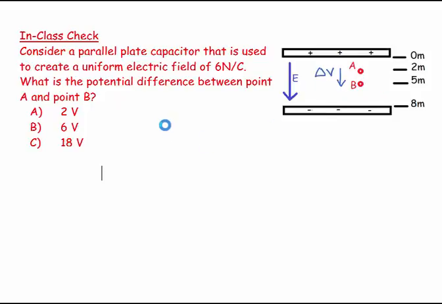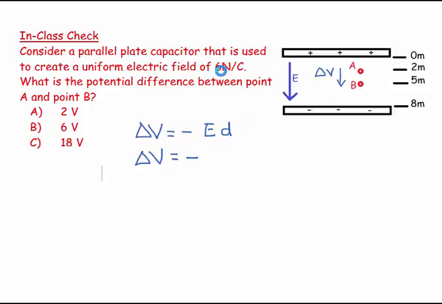So what I learn is that my change in potential, my potential difference, is equal to minus E times D. E is the electric field and D is the displacement from A to B or B to A, depending on which direction I go in. So in this case, my delta V is equal to minus E times D.